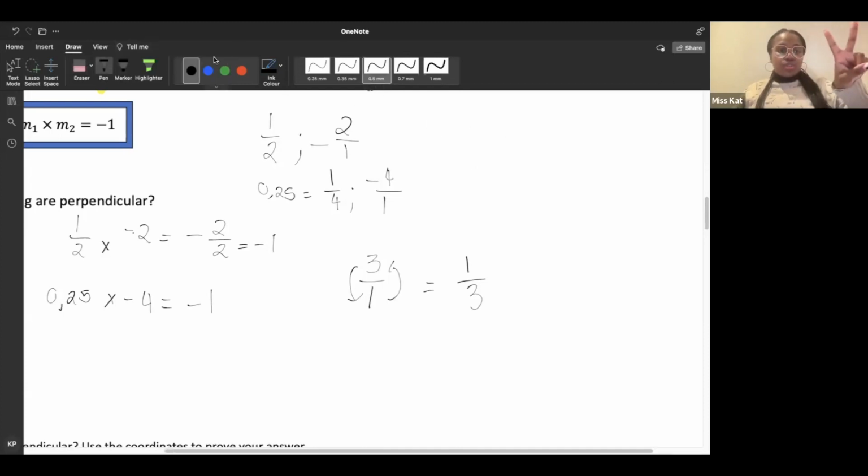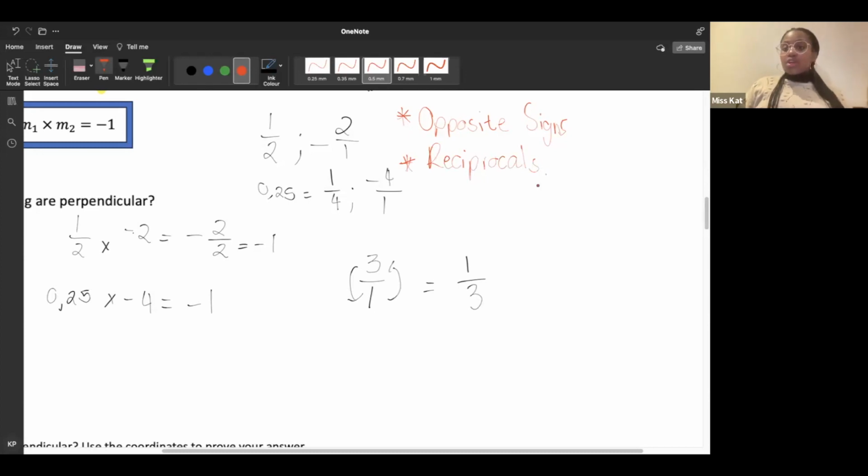So there are two conditions. Let me write them down. Condition number 1 is they have opposite signs. Condition number 2 is that they are also reciprocals. So there are two conditions to this, guys. That is the easiest way to find perpendicular lines without having to go through all of this that we went through. Let me show you. Let's do a few examples so I can show you what I mean.